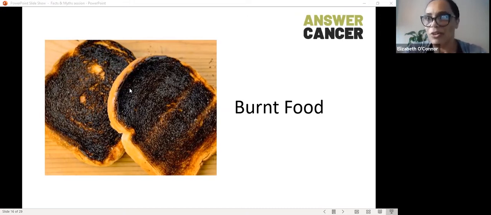I wouldn't go burning all your food, not for your cancer risk, but because it won't taste nice. But if you accidentally burn some food and you don't mind the taste of it, feel free to eat it. And I actually thought that one was true. I've not eaten a piece of burnt toast in all my life, I don't think, because of how much I believed that one. And now I don't eat it because I don't like the taste of it. But yeah, eating burnt food won't increase your risk of cancer.